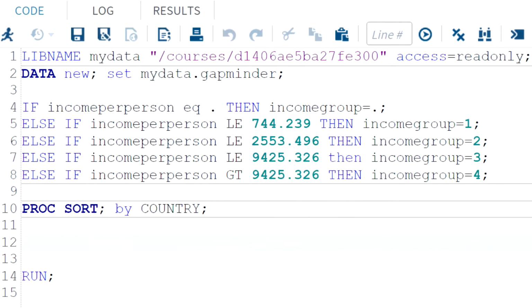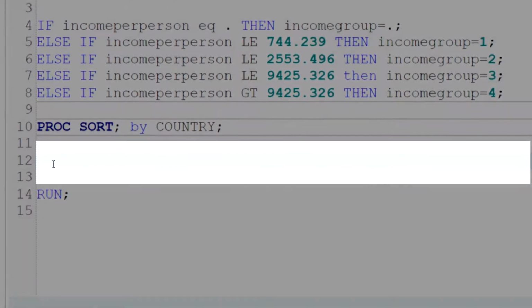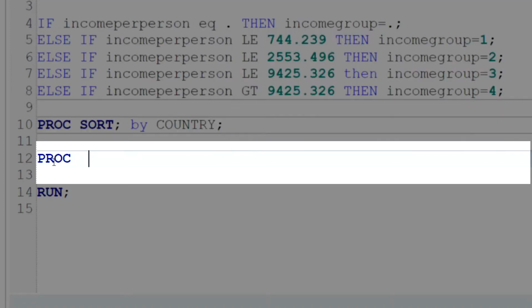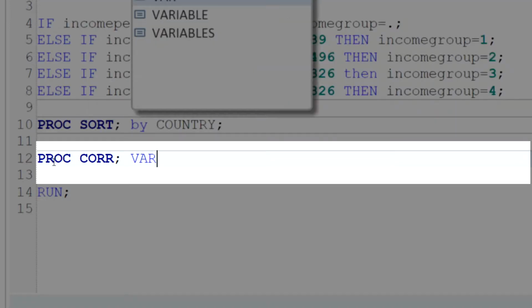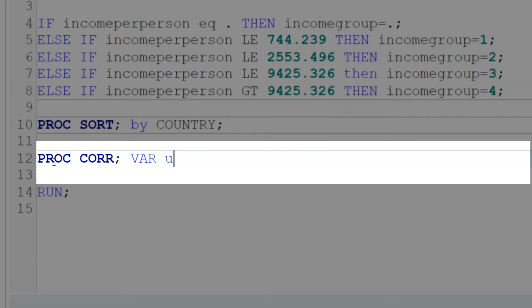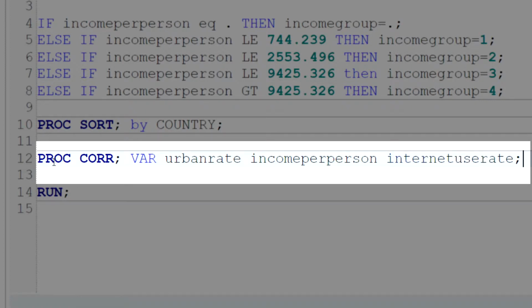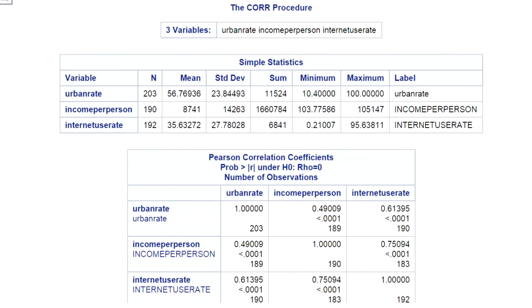Now let's find the correlation coefficient. To do this in SAS, we only need to add one line of syntax to the program. Proc corr, semicolon, the statement var, followed by the variables we would like to examine in terms of their correlation with one another. Even though we're going to be looking at two different correlations, that between internet use and urban rate, and between internet use and income per person, we can actually list these together. After ending the list with a semicolon, hit Save and Run, and then SAS will give us the following output.